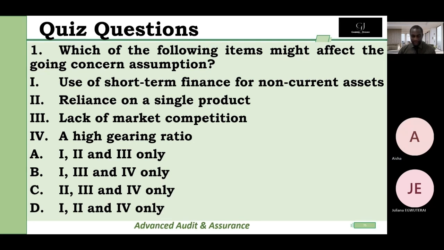So you chose C. I think you chose D first, you now changed it. You said 2, 3, and 4, so you ignored the use of short-term finance for non-current assets. For fixed assets, you shouldn't be using short-term finance. You kill the company. So take note of that in going concern assumptions.